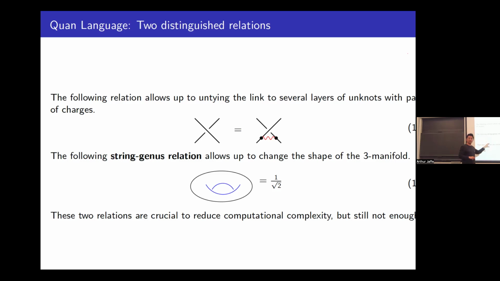Another crucial relation we know before is this stringiness relation. If we have a hole surrounded by a string, we can remove that. And at that point, this is the only relation we know of to change the shape of the three-manifold without exponential cost. So this gives us hope to have a speed-up in classical simulation.